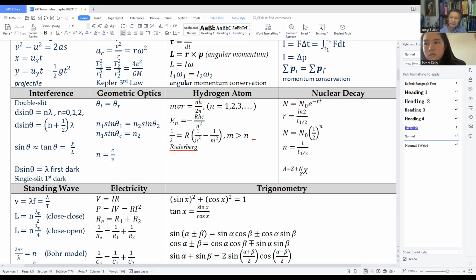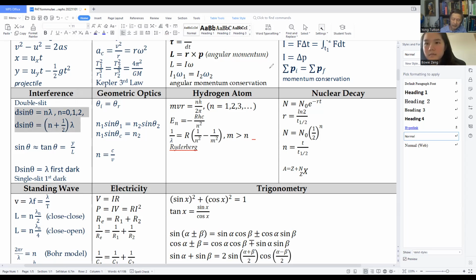What about the double hole? What does n indicate for the double hole? Do you mean this n? n is an integer. The integer for what? The number of dark bands. I think if you want to know, I will tell you.